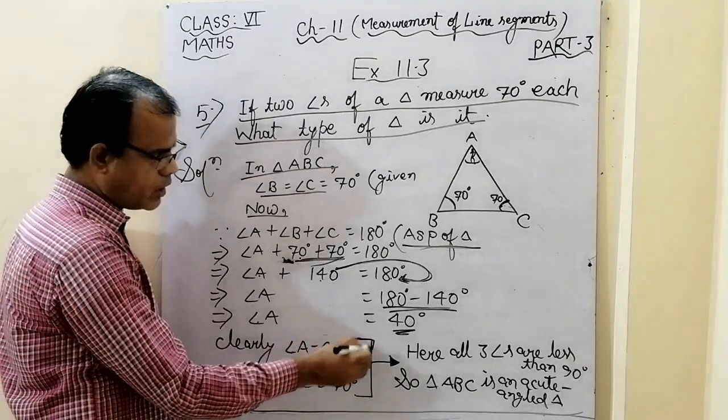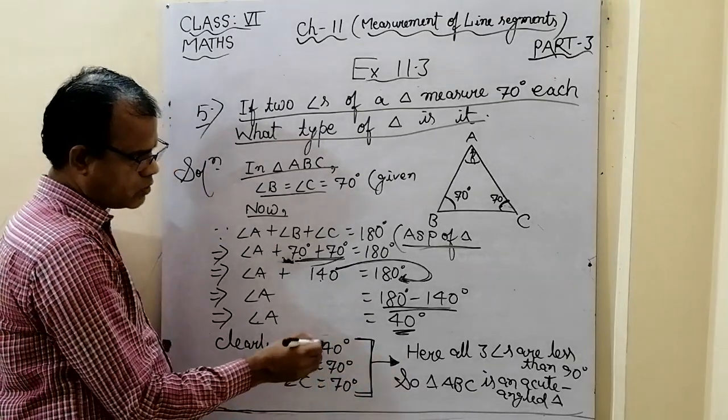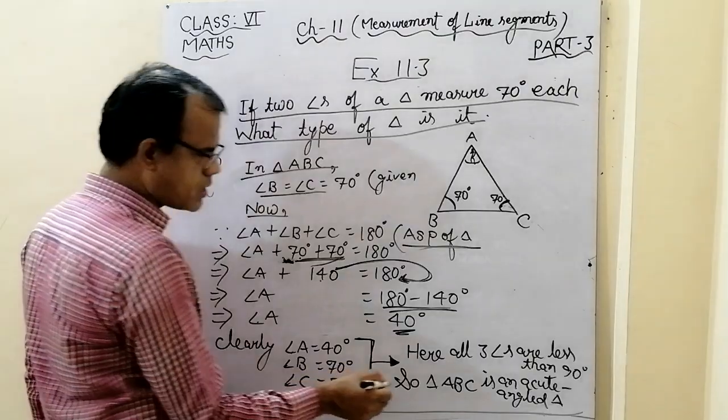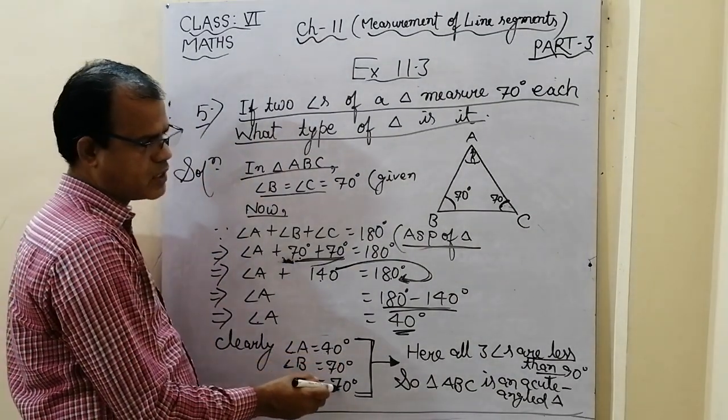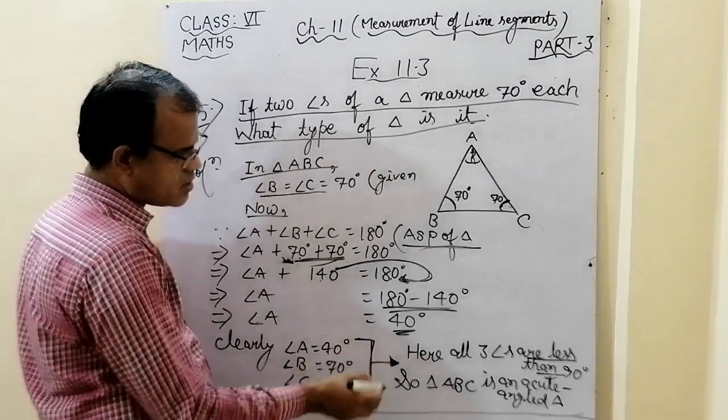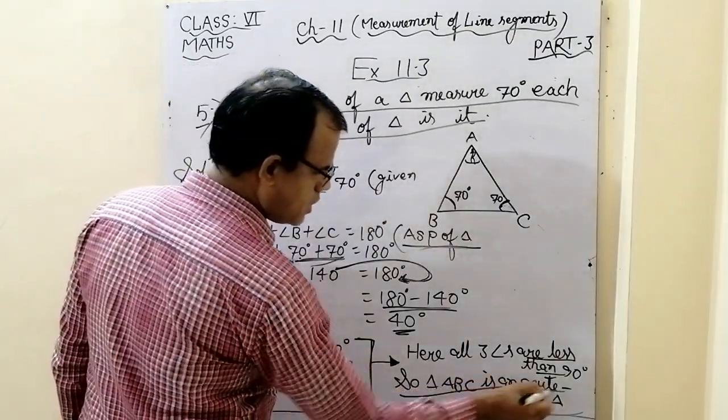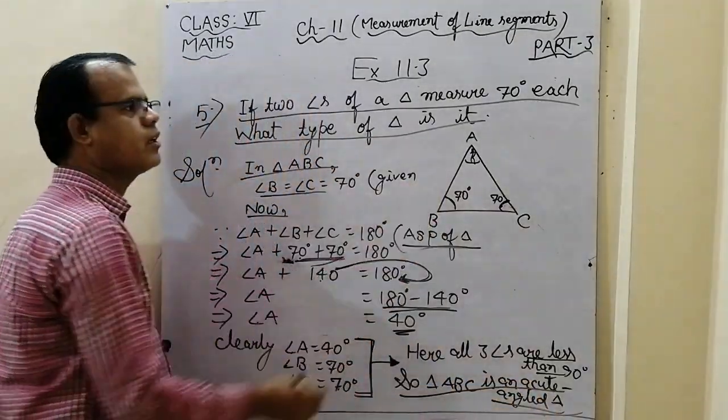So what you have observed here? Here all three angles are less than 90 degree. 40, 70, 70 less than 90. So we can say that triangle ABC is an acute angle triangle.